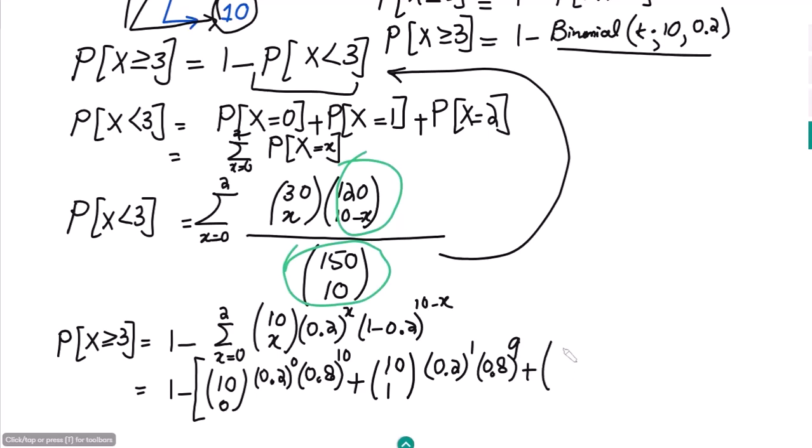Similarly, the last one, 10 choose 2, 0.2 raised to the power 2 and 0.8 to the power 8, since 10 minus 2 is 8. So this is what we will find. After finding it out and subtracting it from 1, what we will get is 0.323.